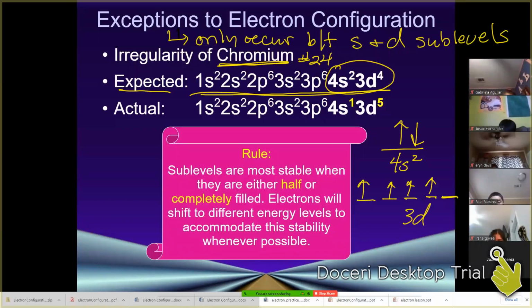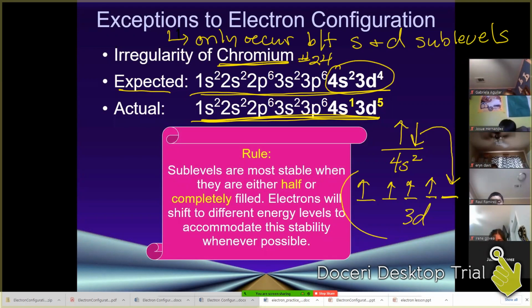But in reality, this D is very unstable with that one orbital with no electrons in it. So one of the S's changes energy levels and it comes and fills in that orbital. And this ends up being what we actually have as our electron configuration for chromium.